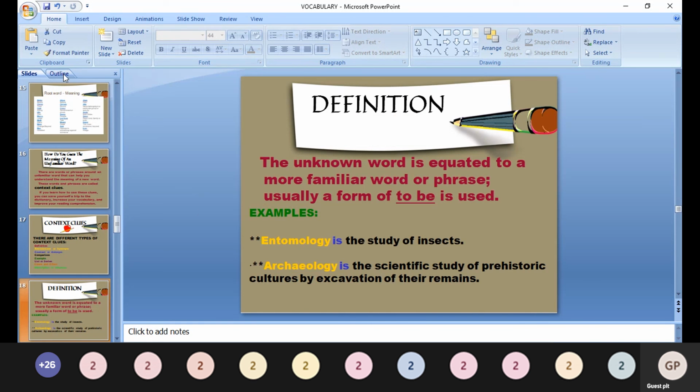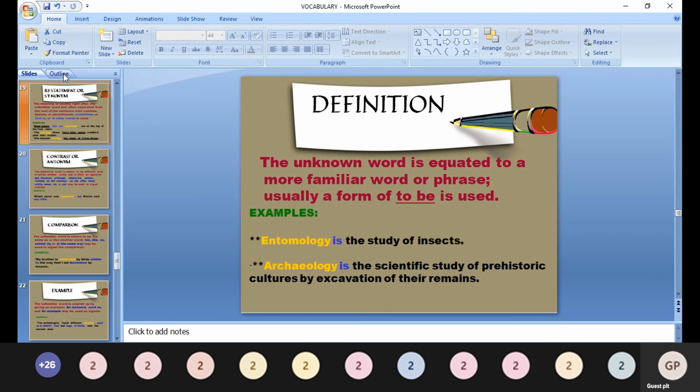Definition. The unknown word is equated to a more familiar word or phrase, usually a form of "to be" is used. See, for example, entomology. Entomology is a study of insects. Archaeology is a scientific study of prehistoric cultures by excavation of their remains. Okay, this is the definition.